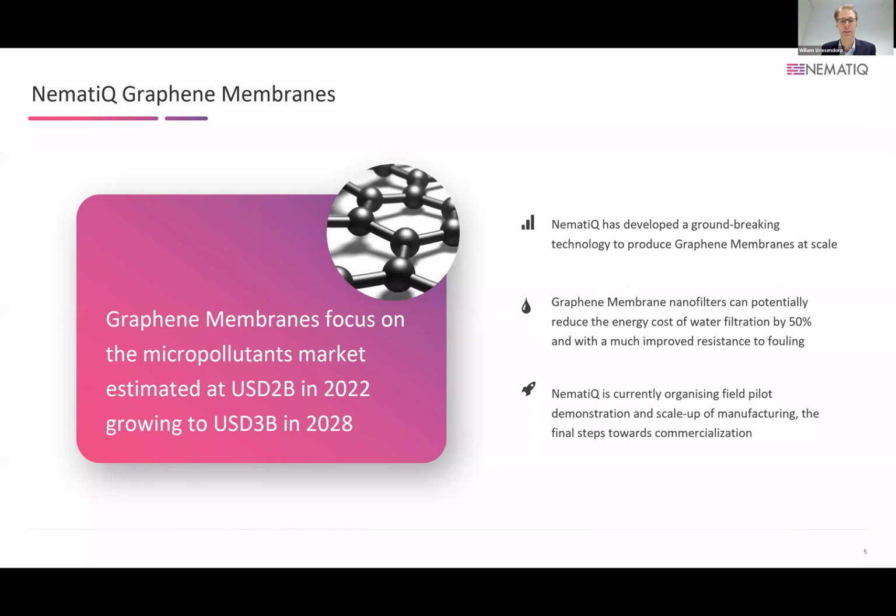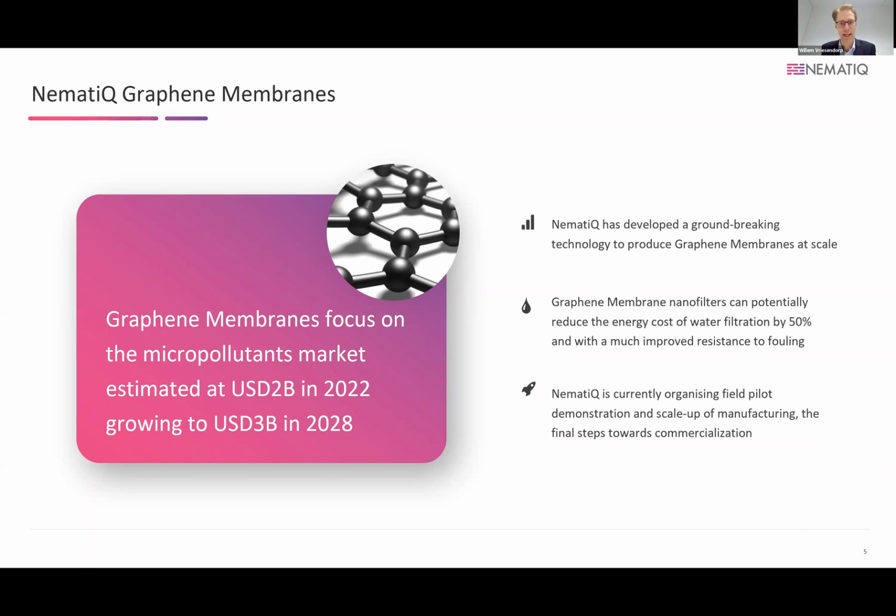So graphene membranes focus on the micropollutants market. You must have heard that a little bit if you follow the water sector, for example, in PFAS and in pollutants that disrupt hormones, for example. It's a very big market and it's growing fast. And the primary method to take out those pollutants is membranes. And that market is growing very fast as well. So as you see, that will be a couple of $1 billion market. Already is a few $1 billion and will grow very fast.